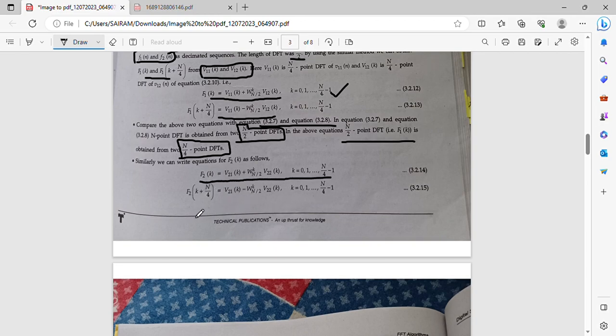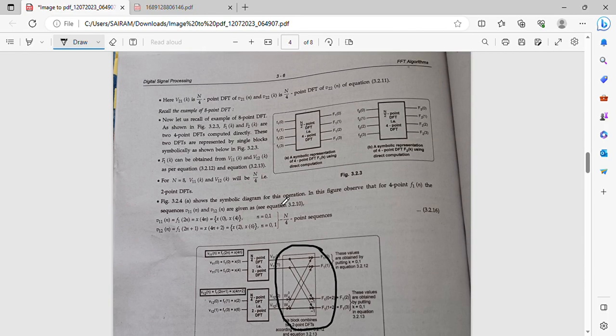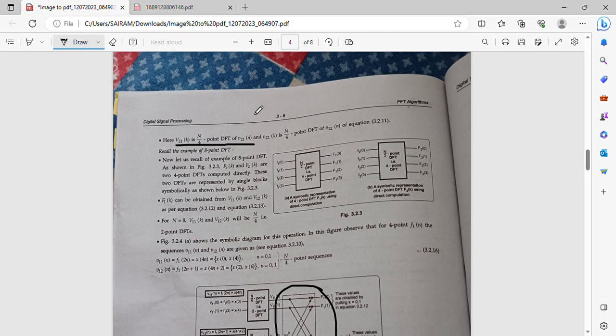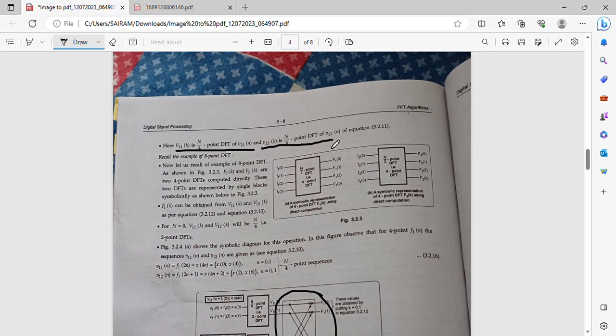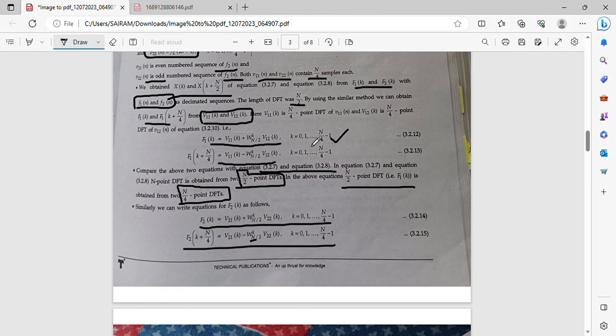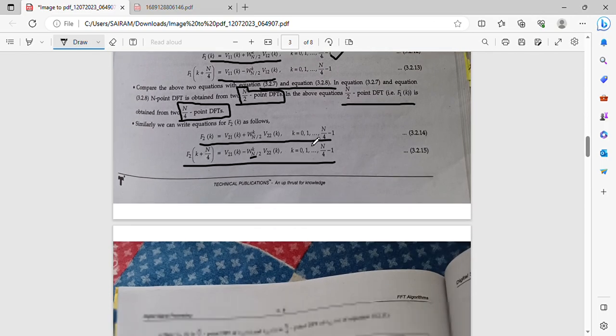So f2 of k, the same equation: you write f2 instead of f1, v21 instead of v11, and v22 instead of v12, and here n by 2 remains the same, right? Yes. So now here you can see that v21 of k is the n by 4 point DFT of v21 of n, and v22 of k is the n by 4 point DFT of v22 of n, right? Just as I said here, yes.